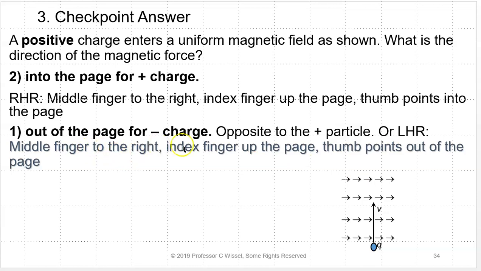It'll be out of the page for the negative charge, which is the opposite of the positive particle. Or you can use the left-hand rule. The middle finger, which is the magnetic field, points to the right. The index finger, which is V, points up the page. The thumb, which is the force, points out of the page. So out of the page for the negative charge.